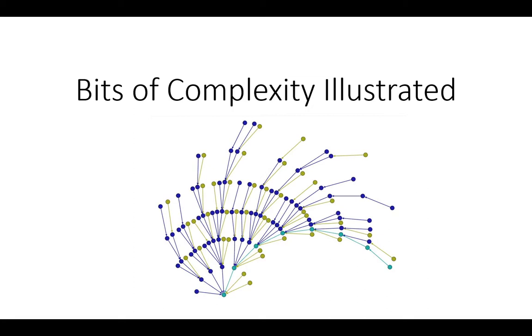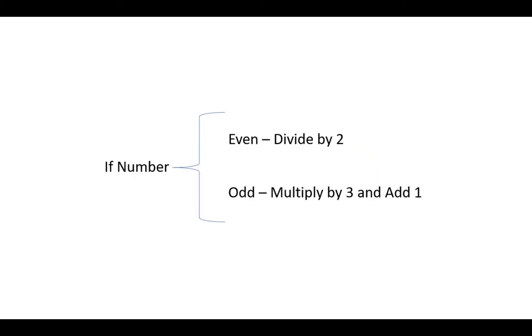I'm going to take a few minutes to illustrate the proof of the Collatz conjecture that's presented in the short story Bits of Complexity. The Collatz conjecture says, take a number. If that number is even, divide by 2. If it's odd, multiply by 3 and add 1. And if you keep repeating this for any number, you will eventually reach 1.